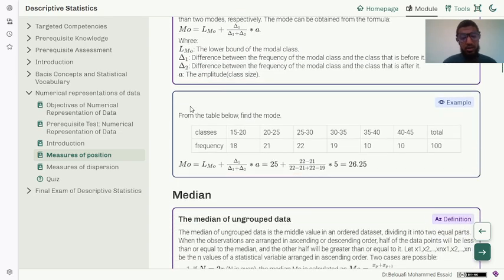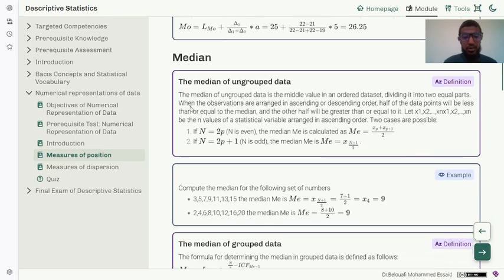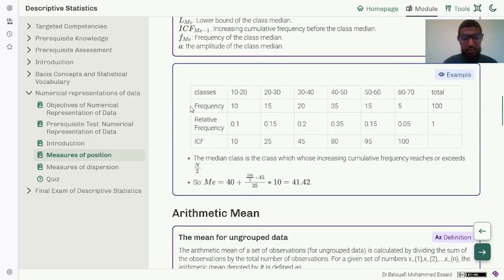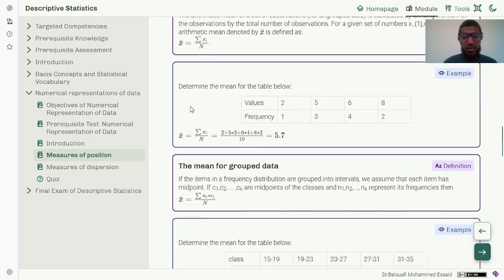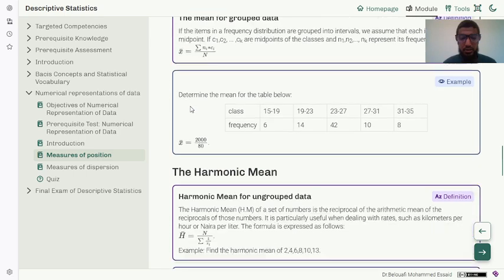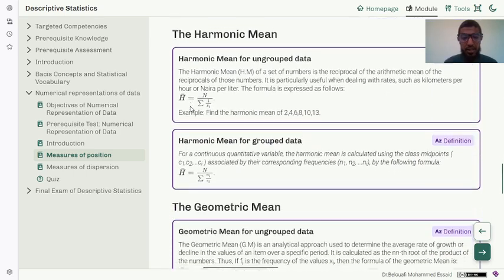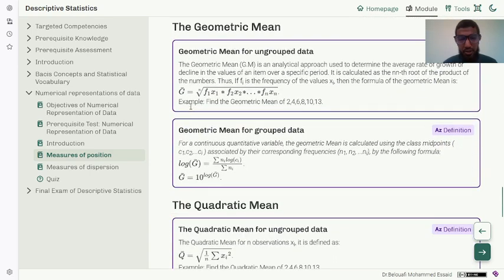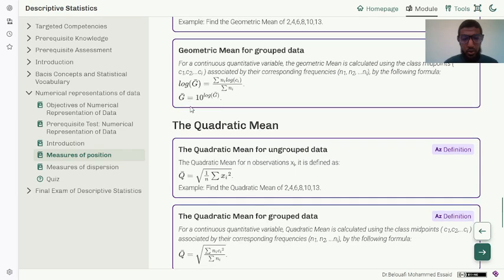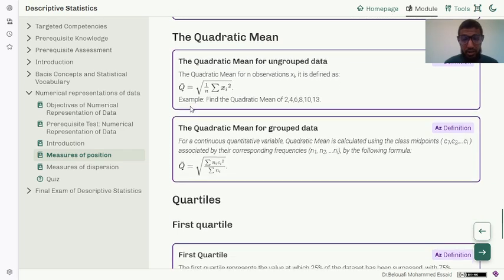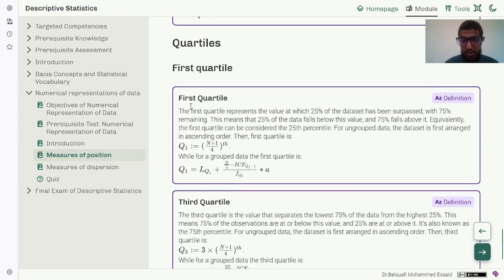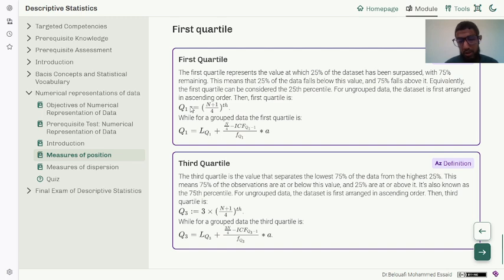continuous case. Also, I introduce the median in the two cases. I define the arithmetic mean in the two cases, in the discrete and the continuous case. I define the harmonic mean in the two cases. I define the geometric mean in the two cases. I define the quadratic mean in the two cases. I define the quartiles, the first quartile and the third quartile, in the discrete and the continuous case.